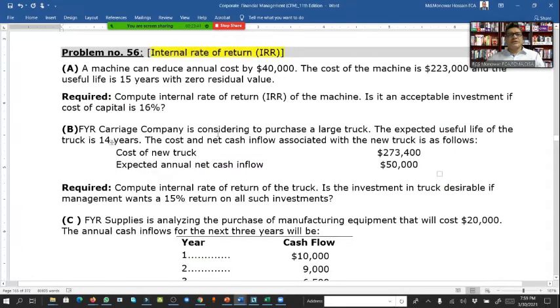We see here a machine can reduce the annual cost by 40,000. The cost of the machine is 2,23,000 and the useful life is 15 years with zero residual value. Compute the internal rate of return if the acceptable investment cost of capital is 16%. So it is easy, only one cash flow, the annual cash flow for 15 years, the same amount every year, no difference.